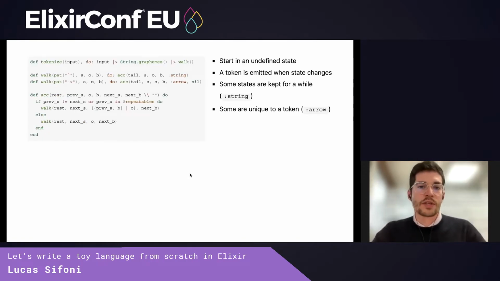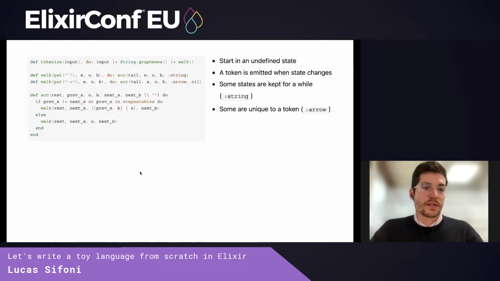So my tokenizer is quite simple. It's only two recursive functions, walk and hack, with a lot of clauses for walk. I start in an undefined state, and some tokens trigger state changes, and we recurse through walk and hack until there are no characters left. Here, a character is what is defined by the output of String.graphemes.